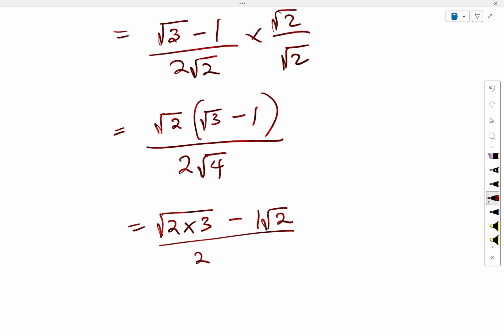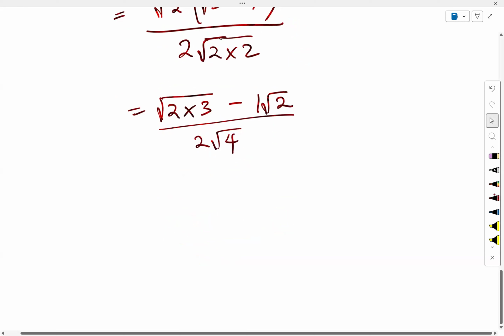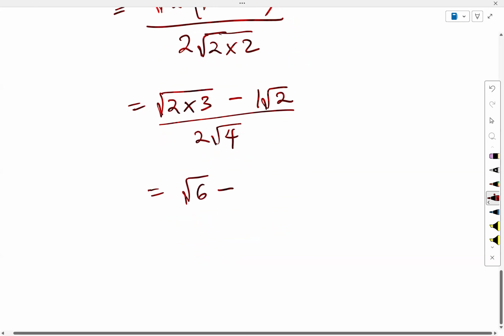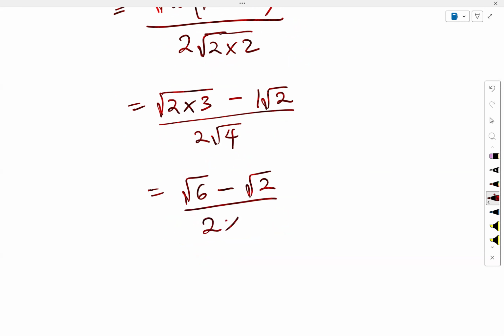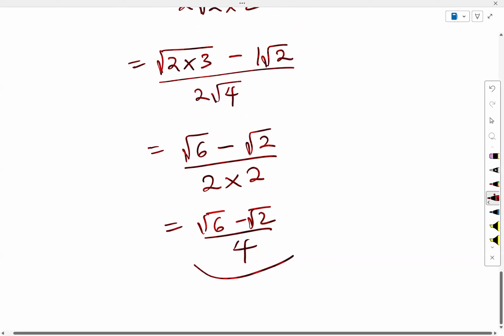Okay, I guess I should do the same here. So this is like 2 root 2 times root 2, that's 2 root 2 times 2. Okay, and then that is 2 root 4, if you like. And then this is root 6 minus root 2 all over 2. Root 4 is 2. All right. So that is root 6 minus root 2 all over 4. And that is the answer in a very tidy form.